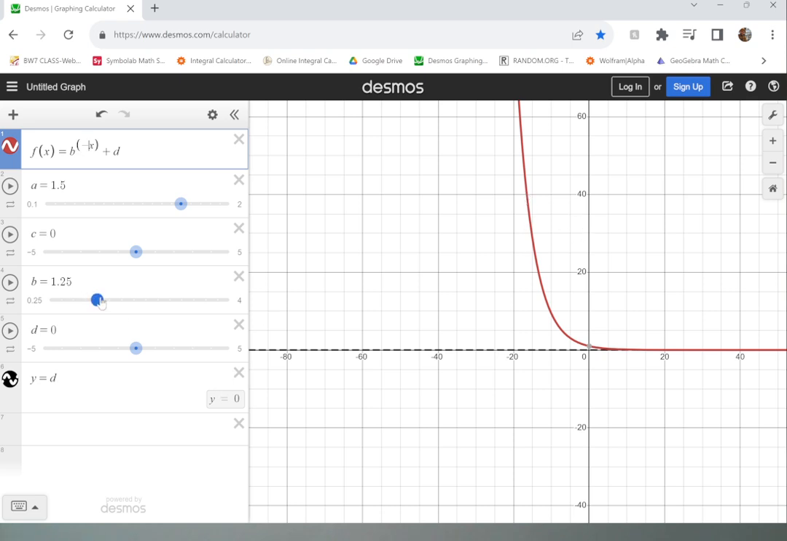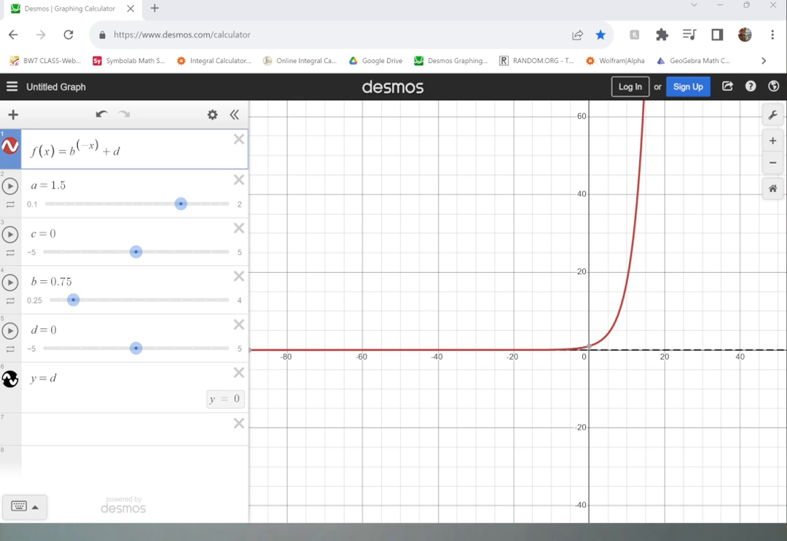Now if I mess with our b to be between 0 and 1, again notice that negative in there. Well, if the negative wasn't there, it would be decay, right? But the negative there now flips it across the y-axis into a growth type of function. So that's what the effects of these translations are on these.